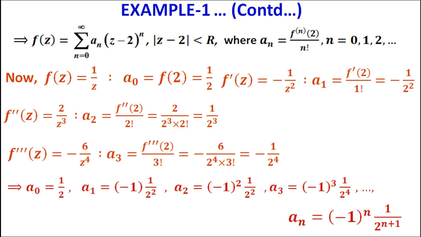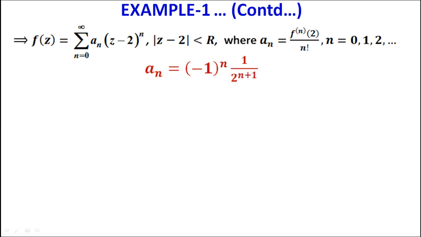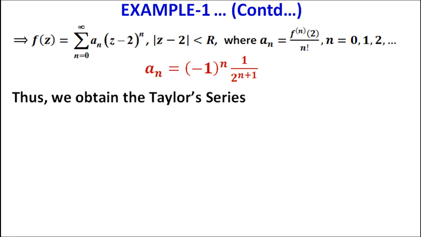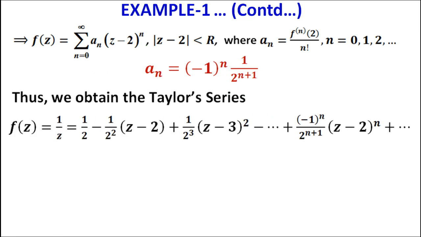Now substitute everything in the above f of z, Taylor's expansion, what we have. Thus we obtain the Taylor series f of z is equal to 1 by z is equal to 1 by 2 minus 1 by 2 square times z minus 2 plus 1 by 2 cube times z minus 2 whole square minus and so on, minus 1 whole to the power of n by 2 power n plus 1 times z minus 2 whole to the power of n and so on.